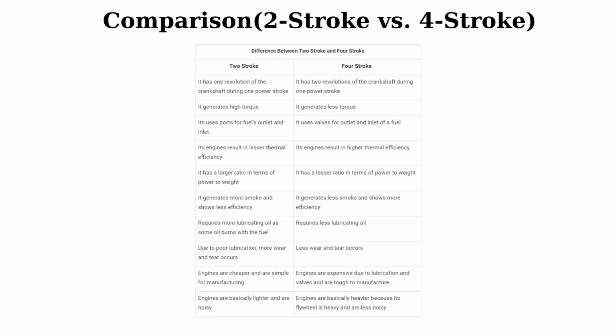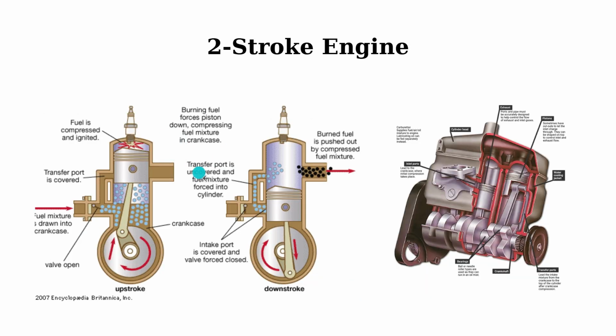Now, complexity. The two-stroke engines have a simpler design. You can see in here. They don't use valves or complex timing systems. They use ports that open and close with piston movements. Because of this, they have fewer parts and are easier to build and repair.